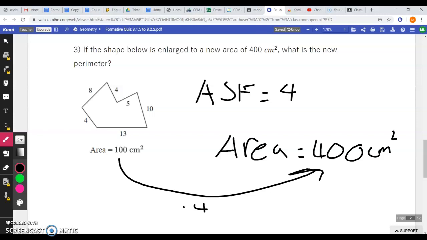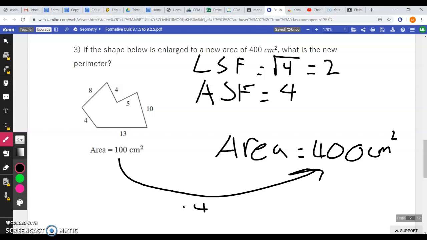So this is like I was just talking about. This is one where they're going to give you an area scale factor, and you need to find a linear scale factor. So if my area scale factor is 4, my linear scale factor is the square root of 4, which is equal to 2. My linear scale factor is 2.